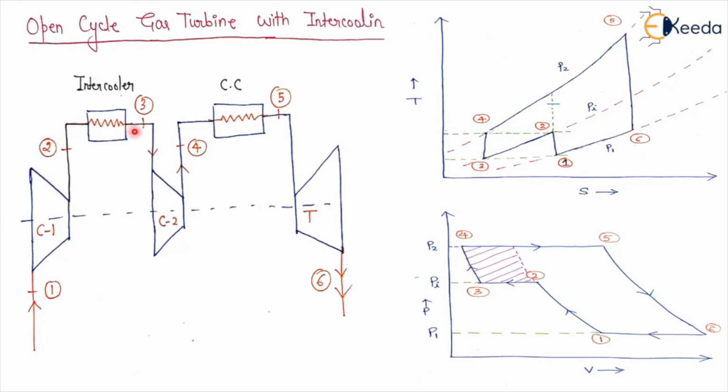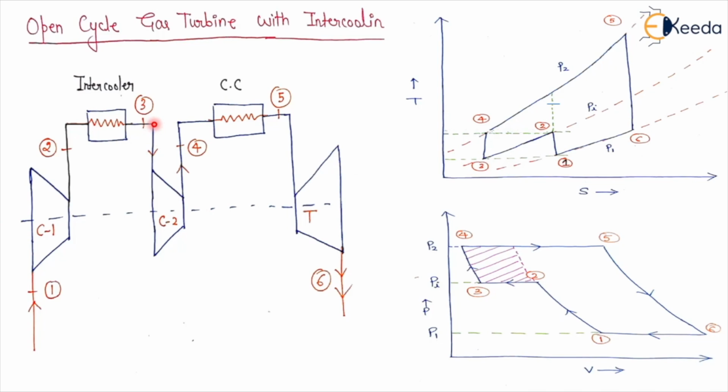Now air is at point number 3. Here it is perfect intercooling, so the temperature at point number 3 will be equal to the temperature at point number 1, T1. The pressure at point number 3 is greater than the pressure at point number 1. Now this air will be sent to compressor number 2.